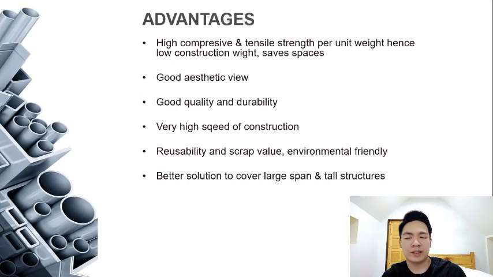So, what are the advantages of steel structure? First, steel structure has high compressive and tensile strength per unit weight, hence low construction weight, and it is safe. It's also good for aesthetic view. Number three, good quality and durability. Number four, very high speed of construction. Number five, reusability and scrap value. It's also environmentally friendly. On the last one, it is also a better solution to cover large spans and tall structures.